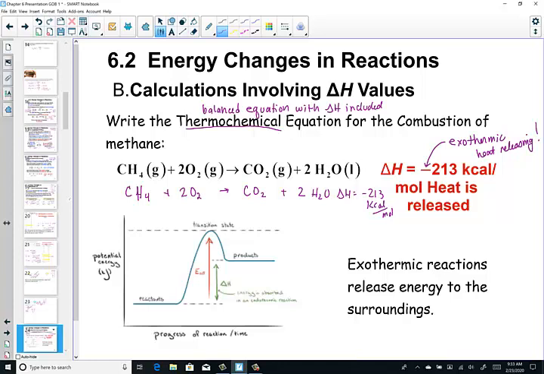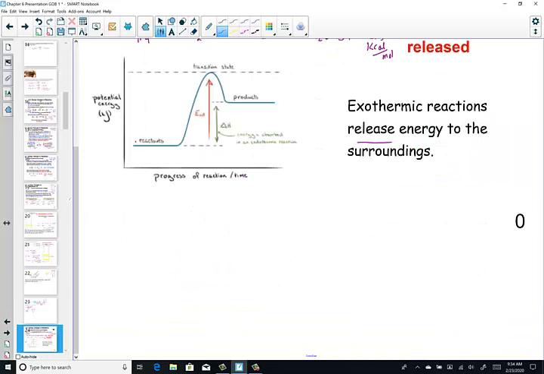Exothermic reactions release energy from the system to the surroundings. Exothermic. Well, this is actually an endothermic graph. The exothermic graph, if I may, just compare the two quickly. Let's do a compare and contrast.